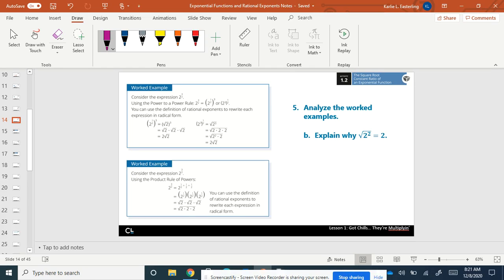Here on 5B, very similar example again. You recognize that you can write 2 squared as 2 times 2. You can circle that, and you recognize that you can pull 1, 2 out.